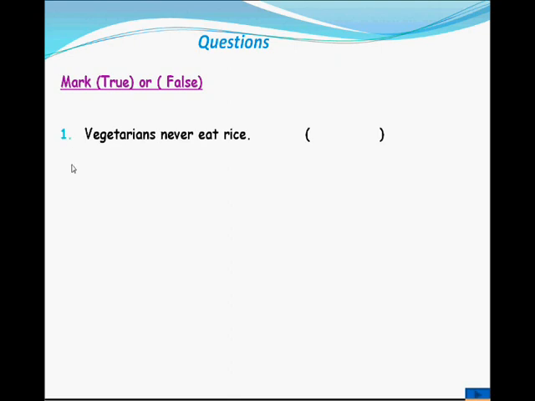vegetarians never eat rice. So the key words again, vegetarians and never, and of course rice, okay? So what do you think? Let's go back to the passage. I'll give you half of a minute to find the answer.